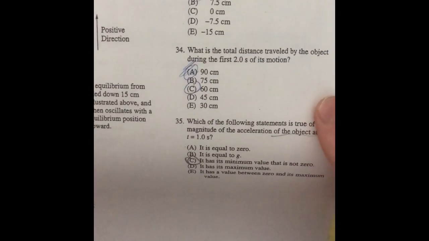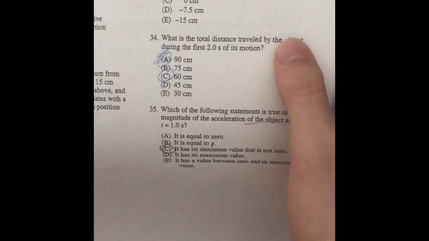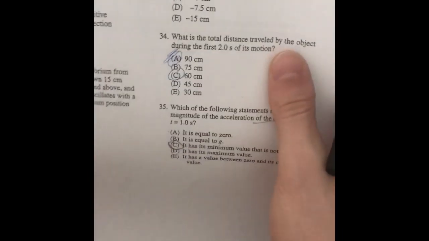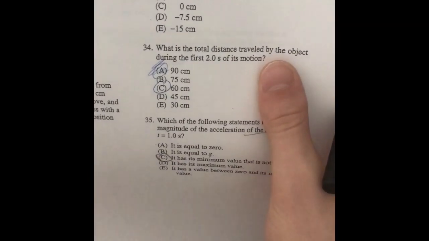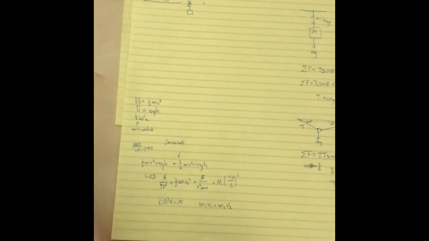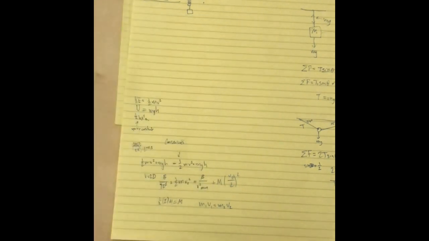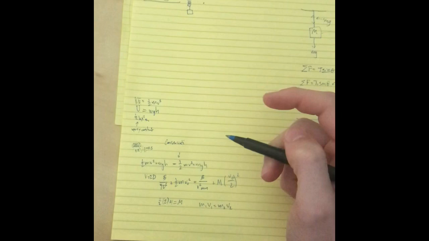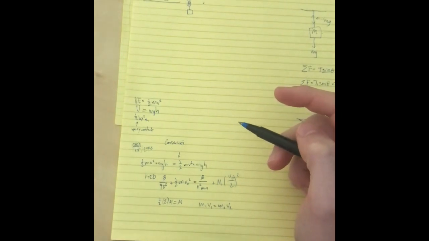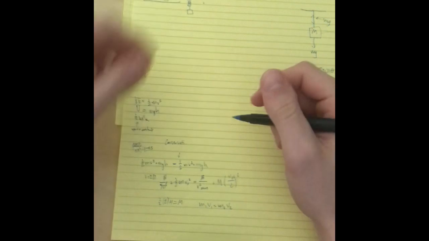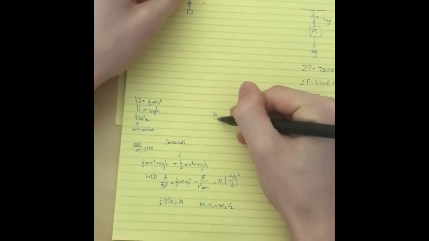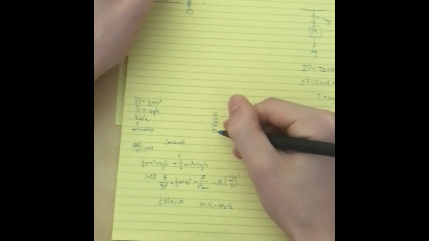So for this problem, we're going to look at 33. What is the position of the object at t equals 3 seconds? So for number 33, we just read it. It's asking what the position is after 3 seconds, and the period is 2 seconds. So we can just visualize it here.